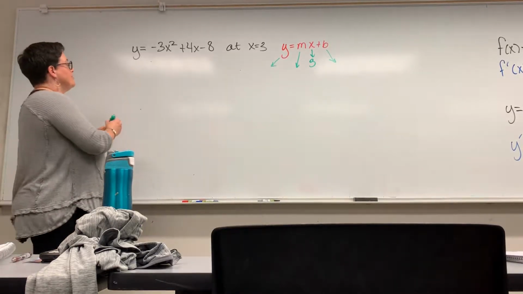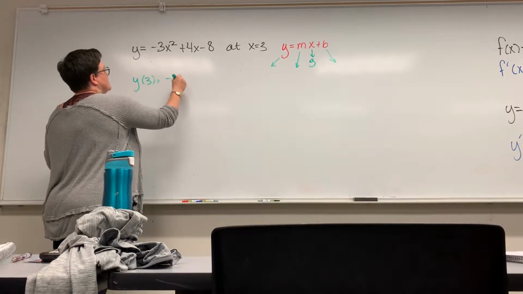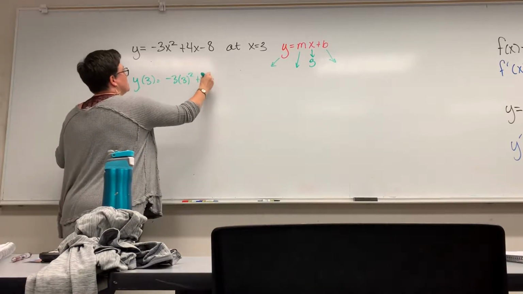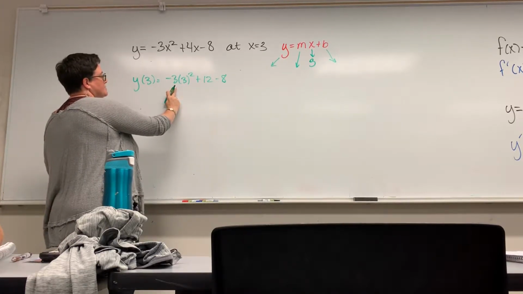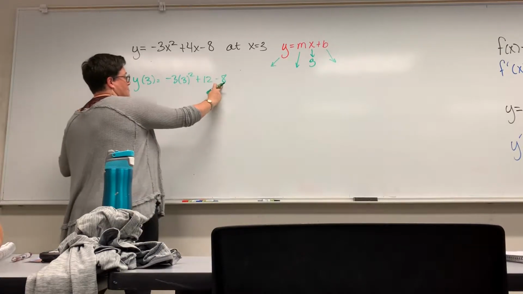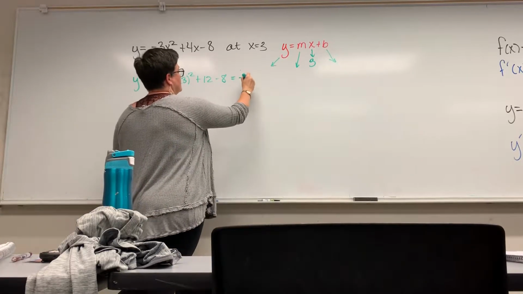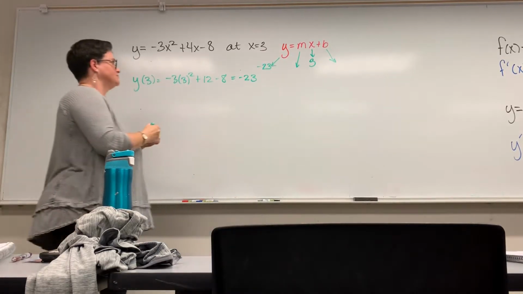Yeah, the original function. So let's go y of 3 equals negative 3 times 3 squared plus 12 minus 8. 3 squared is 9 times negative 3 is negative 27. Plus 12 is negative 15, minus 8 is negative 23. So we have negative 23 here. Okay?